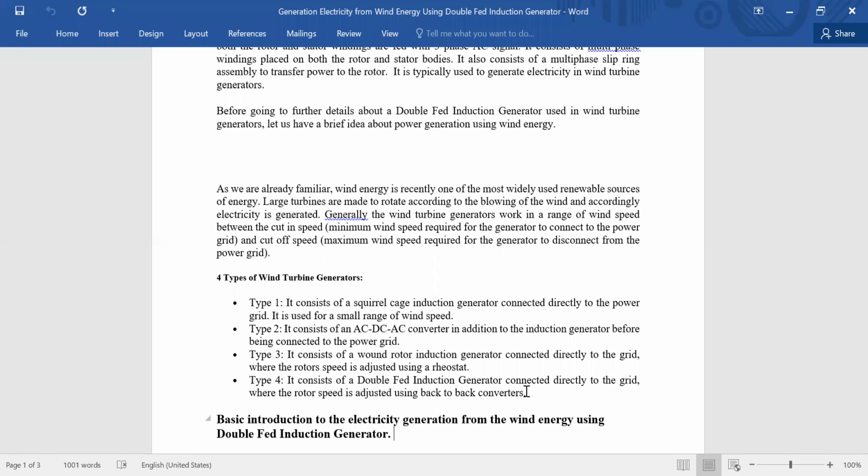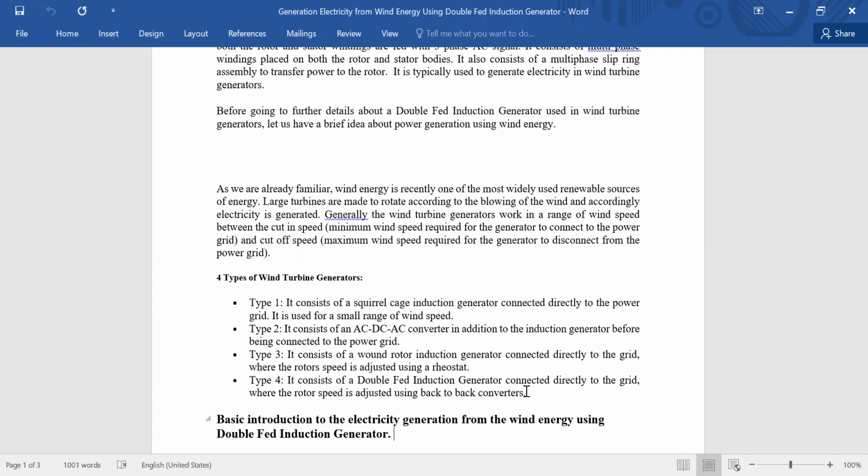So type 2 consists of an AC to DC or DC to AC converter station, and we have an induction generator before it is connected to the power grid. The converter station is connected to the induction generator before it is connected to the power grid, from where we are getting the supply.